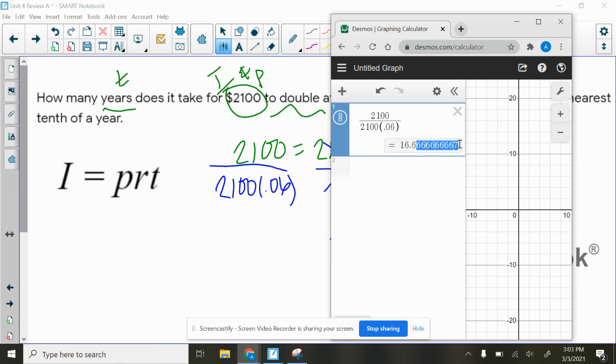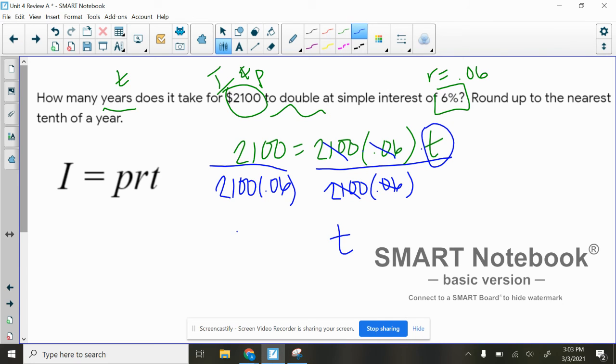It does say round it to the 10th of a year. 10th of a year means one decimal place only. So 16.6 repeating. If I think about it, I'm just going to write it down here. I know there were more sixes there, and that's okay. If I want to round that off to one decimal place, I'm looking to the second decimal, and that second 6 is going to make it round up to about 16.7 years. So $2,100 is going to take quite a bit of time to double, almost 17 years at that simple interest rate of 6%.